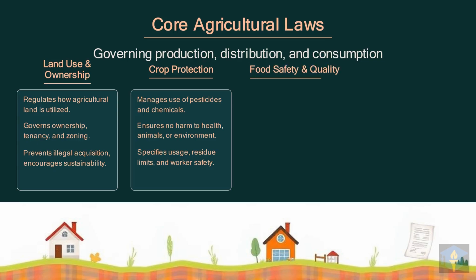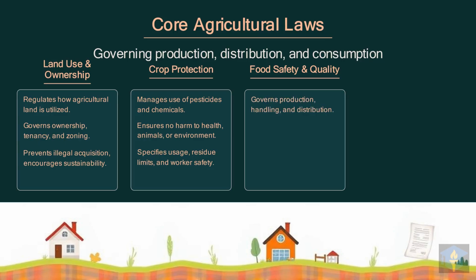Food safety and quality regulations protect consumers throughout the supply chain. These govern production, handling, and distribution of agricultural products. They set standards for hygiene practices, product traceability, and accurate labeling. Ultimately, they ensure all food is safe for human consumption.